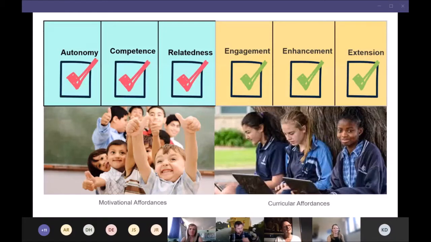So for me, this is a set of affordances that Minecraft offers. In terms of motivational affordances, it's that autonomy, competence, and relatedness. And for curricular affordances, it's the capacity to engage, enhance, and extend. And as you hear the stories today, I want you to think about where you can see these things lived out. I know each of these stories, and I could check all of those across each story, but I want you to pay attention as you hear them and see where is self-determination and where are the 3 E's.